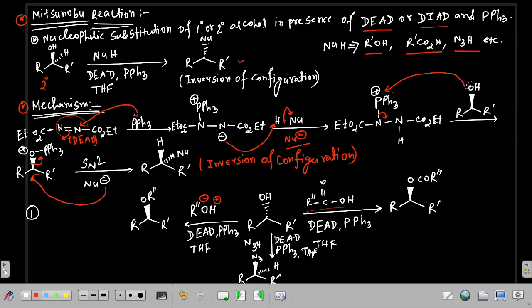this carboxylic acid. It will form this carboxylate, or ester, you can say. And in presence of this hydrazoic acid, that is HN3, it will give azide. So this is azide, this is ether, and this is ester.